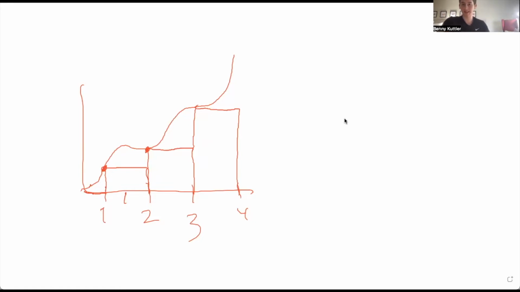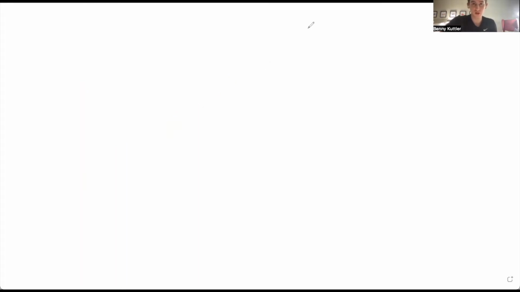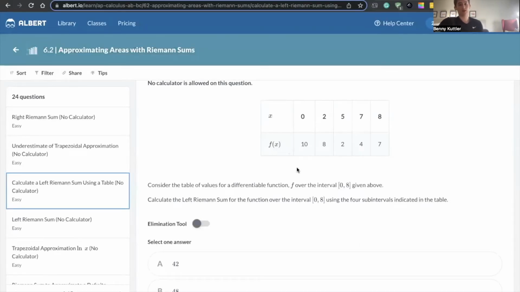So that's the idea of a Riemann sum, to approximate the area under the curve using shapes that we can deal with and not curves like this. So now let's go back to the question that we have. Okay, we have this function. This time our subintervals are a little different, but we can still use those.